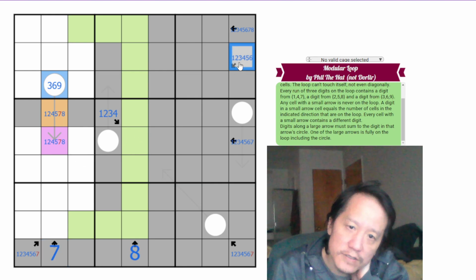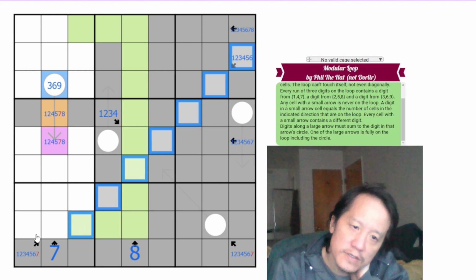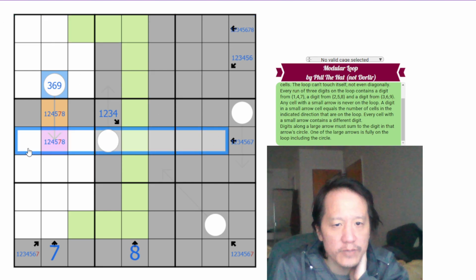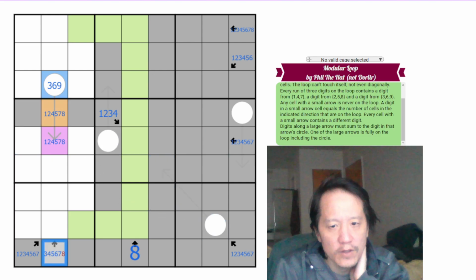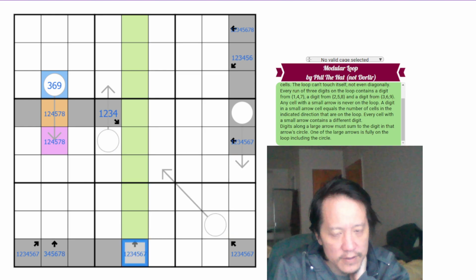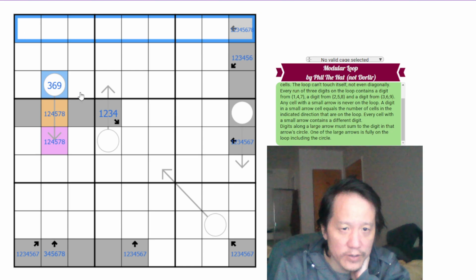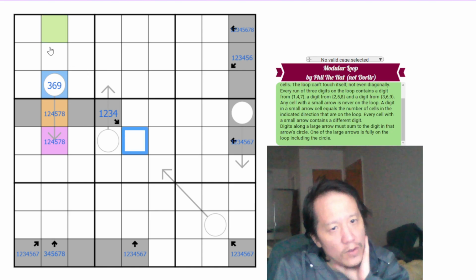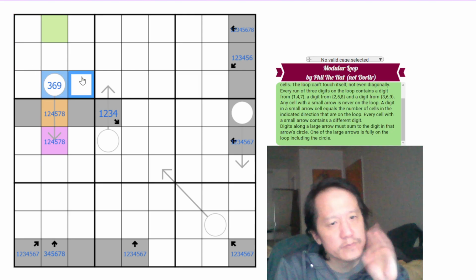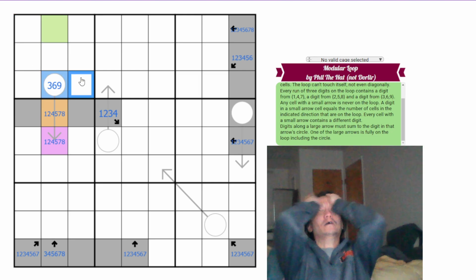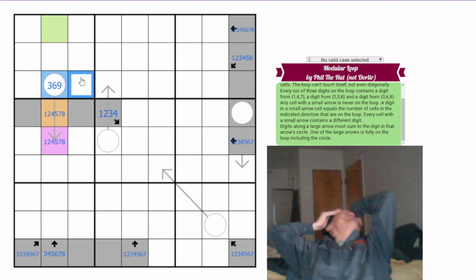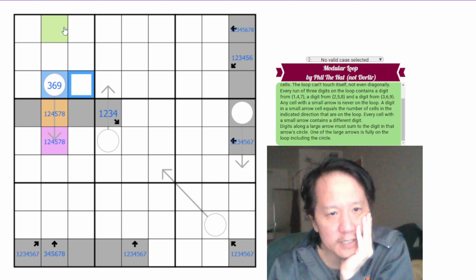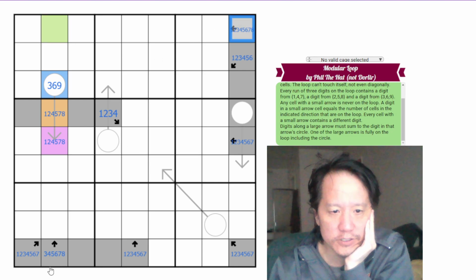Where is the 6? This can't be 6. This can't be 6. So there's no 6 possible. Therefore, that can't be 8. Okay. So the 8 has to be either here or here, which means this is always on the loop. This has to be on the loop because 8 is either here or it's here.